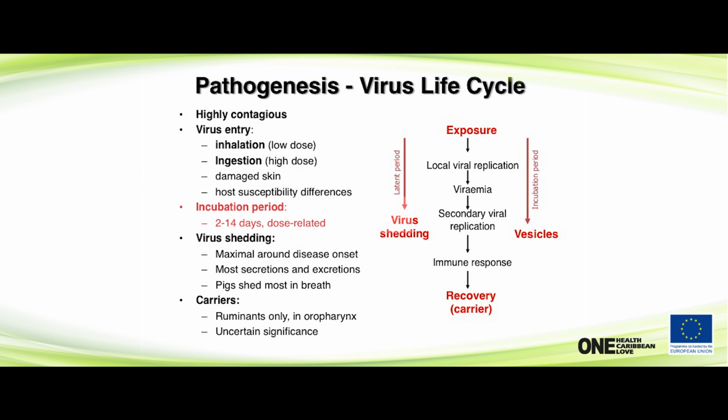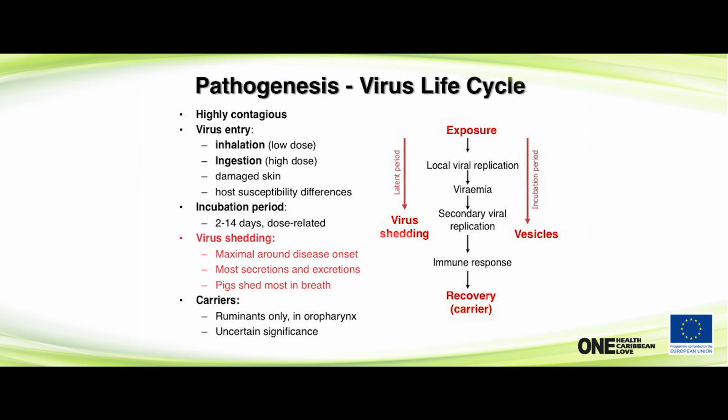The incubation period is quite variable because it depends on the dose. So if animals are infected with a very low dose, you will tend to get a longer incubation period, but it can be from 2 to 14 days. Virus shedding is maximal around the time of disease onset, and that can be, of course, very quick, because within 2 or 3 days of infection, animals can already be shedding disease, and that contributes to the contagious nature of the disease.